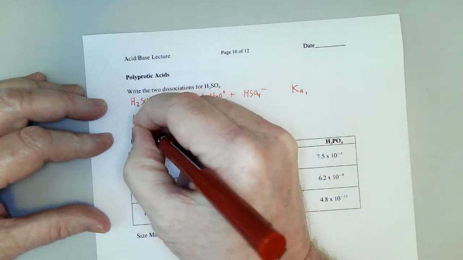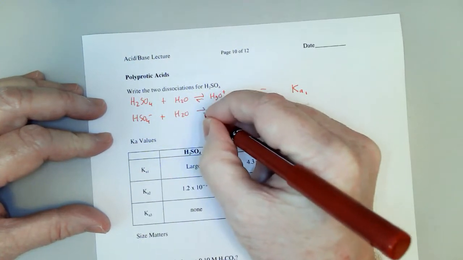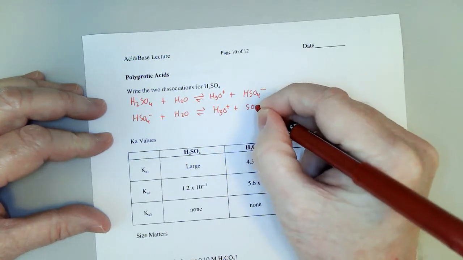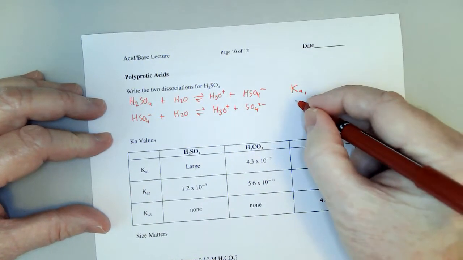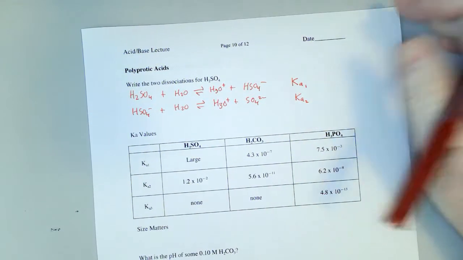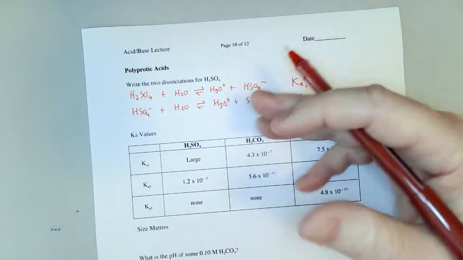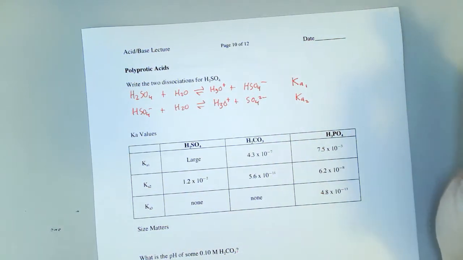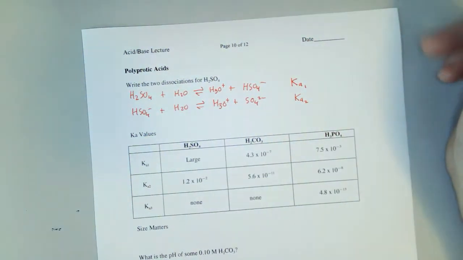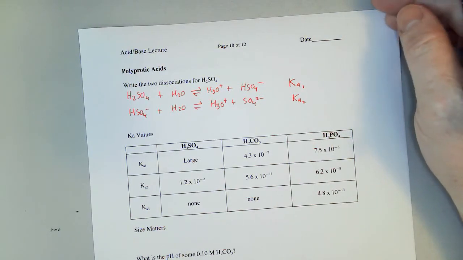Now the HSO4- ion can react with water and can produce H3O+ and SO4 2-, and it would have a Ka2. Now if we look here, Ka1 in this table is just listed as large. It's a big number. Full dissociation. None of the H2SO4 is left. Now, that is not 100% true, but it's true enough for the math that we're going to be doing.